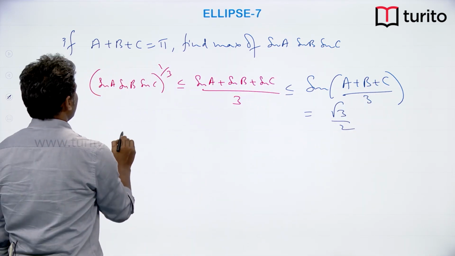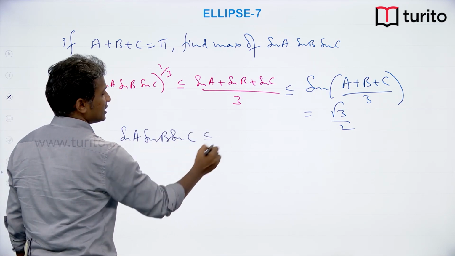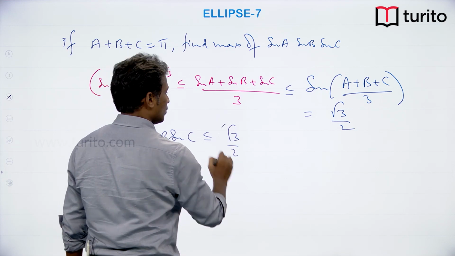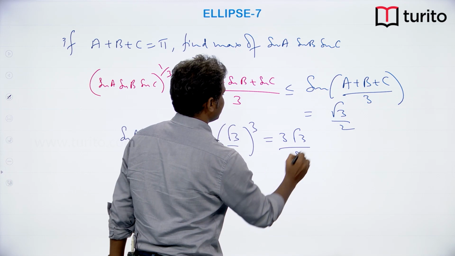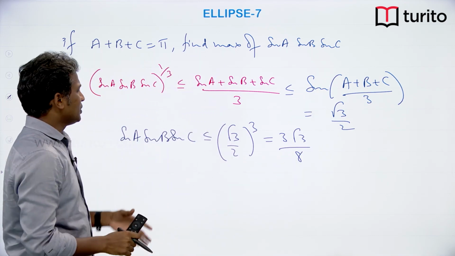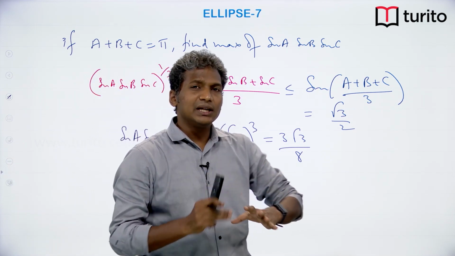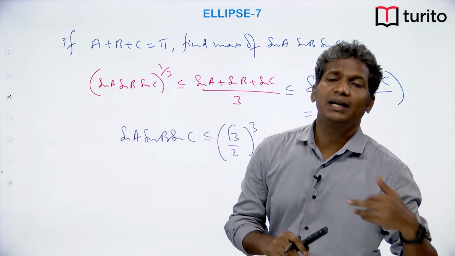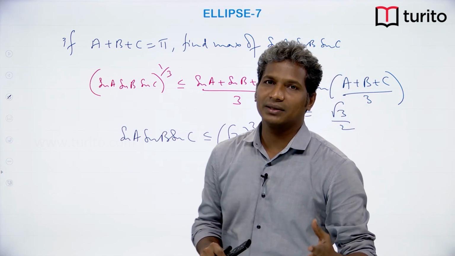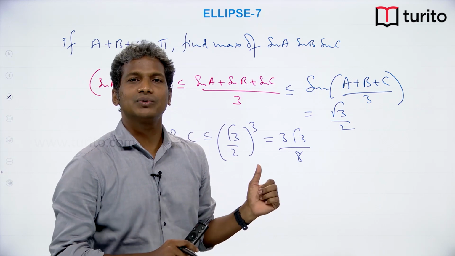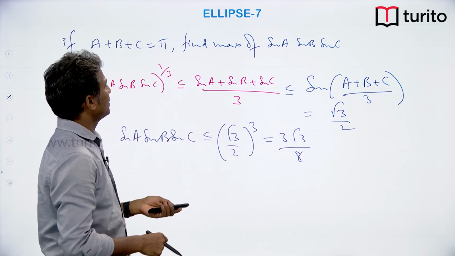Now, that means we can say that sin A into sin B into sin C is always less than or equal to (root 3 by 2) whole cube, which is 3 root 3 by 8. You can also logically argue that if A, B, C are equal, then I will get the maximum value, but that is layman's talking. You need to know the methods to solve the questions. I hope you liked this technique. Now, let us go back.